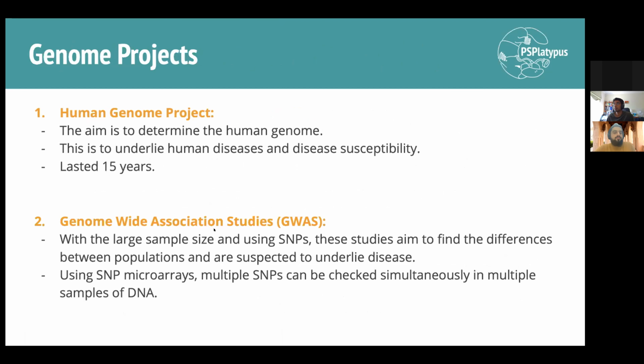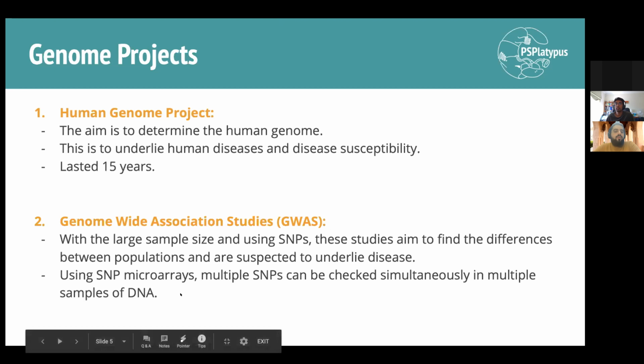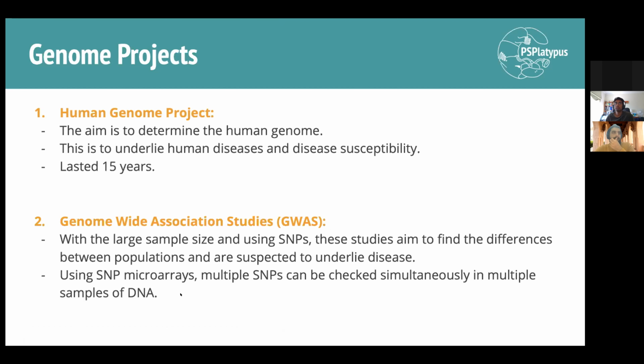So we have 2 main projects regarding the human genome. The first one is the Human Genome Project. It lasted 15 years, and the aim was to determine the human genome so that we can understand human diseases and disease susceptibility. Another project, if we can call it a project, is the genome-wide association studies.